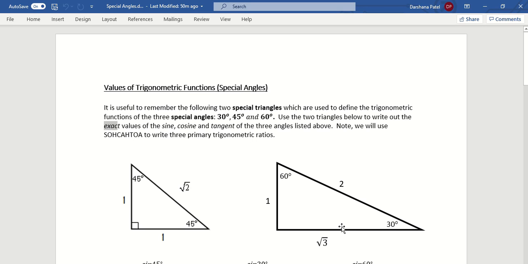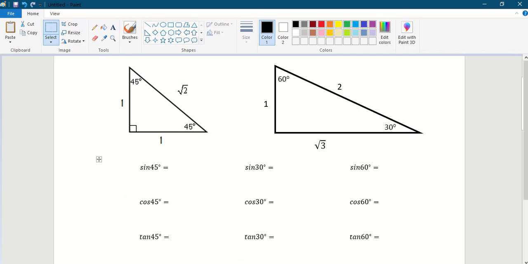Similarly, another triangle is 90. This is a 90 degree, 60 and 30. Opposite of 30 degree is 1. Opposite of 60 degree is length root 3. And the hypotenuse is 2. Again, opposite of 60 degree is root 3. Opposite of 30 degree is 1. And hypotenuse is 2. Now using SOHCAHTOA, we can write down values of these 9 different trigonometric ratios.